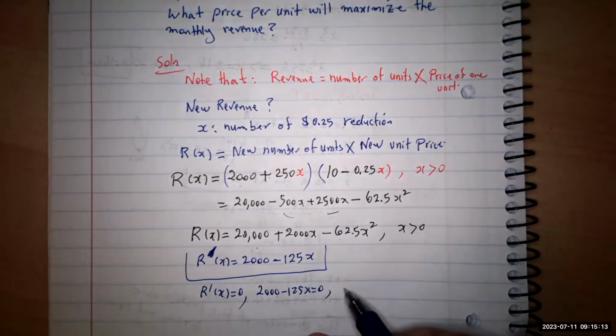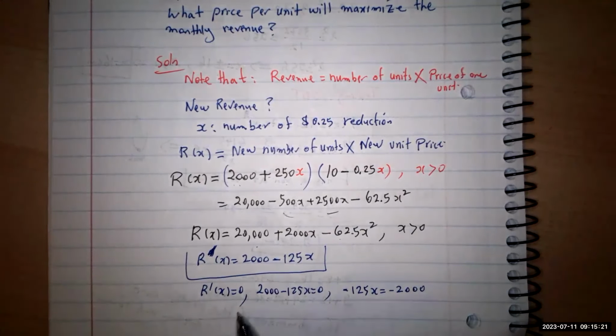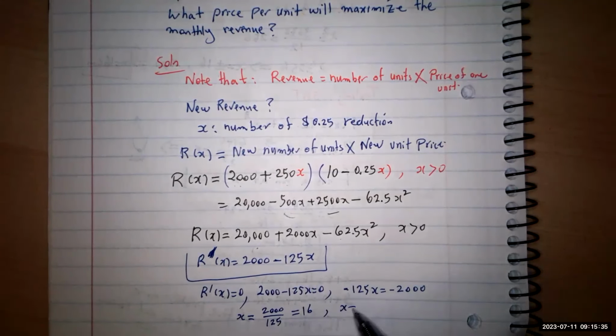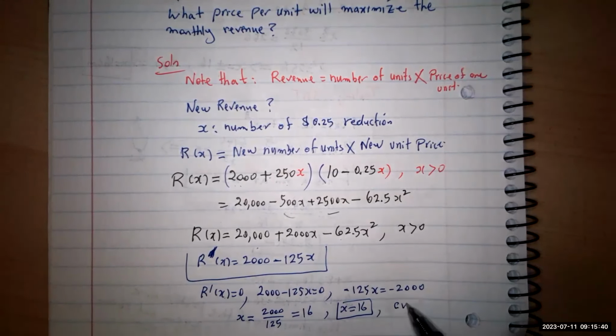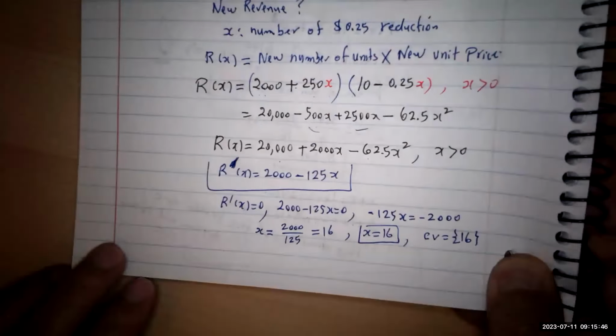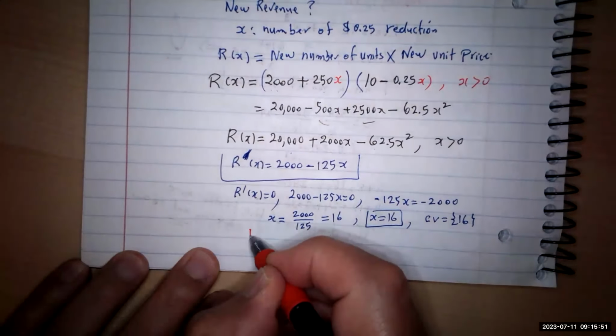Okay, move the 2000 to the other side, 125x equals 2000. So x would be 2000 over 125, which is equal to 16. Okay, so x is equal to 16. It's the number of times that you do the reduction. So the critical value of this problem is 16, but you have to test it first. Remember, how do you know that 16 would give you the maximum? Okay, testing first.